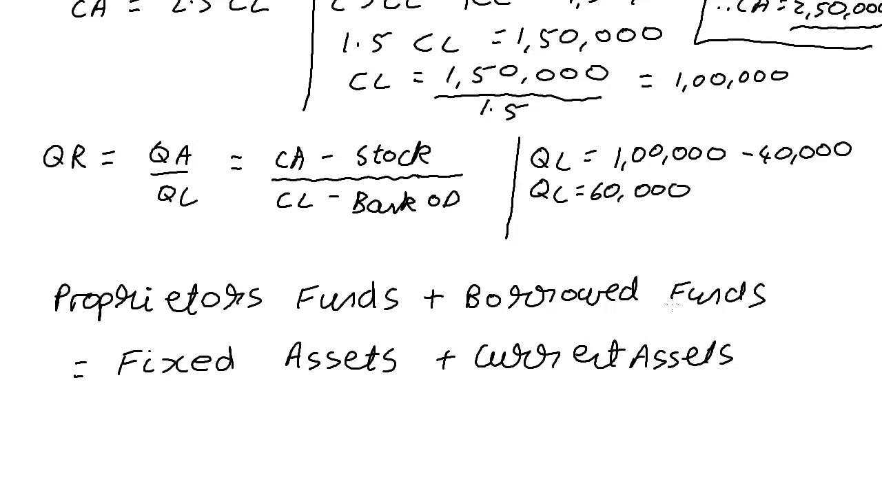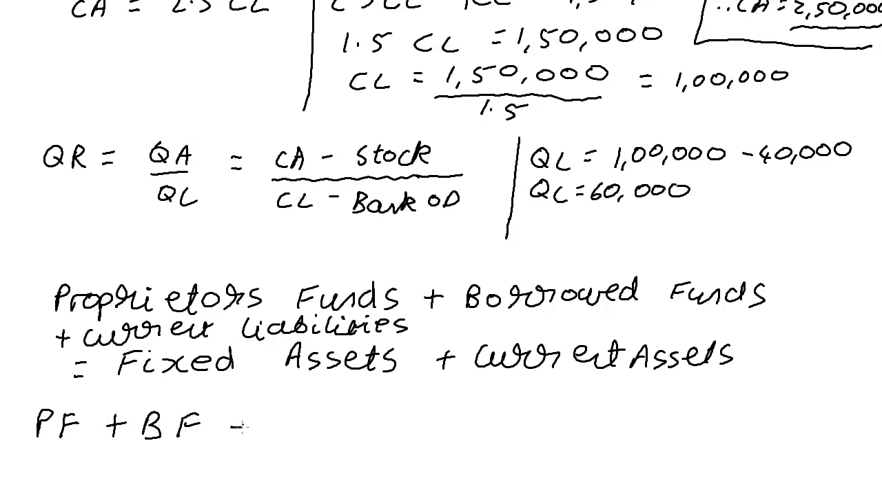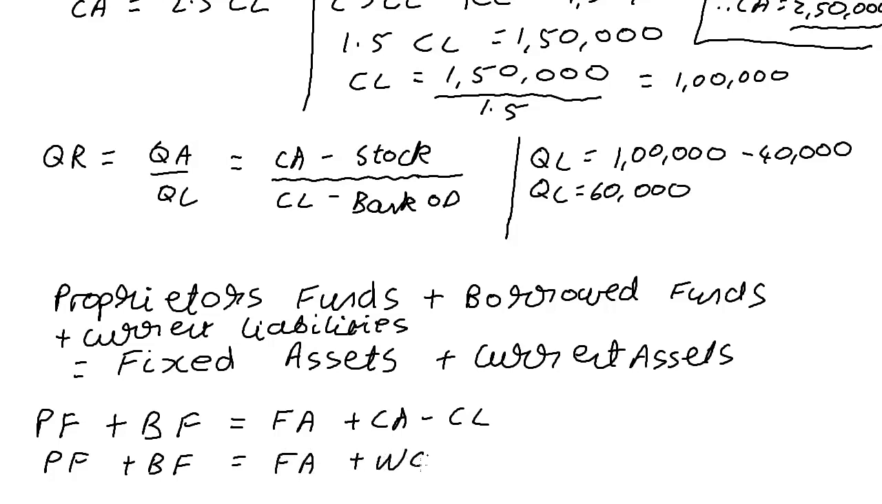At the same time, we have got current assets. We also have current liabilities, which you can put on the left hand side as plus current liabilities, or on the right hand side as minus current liabilities, and it subtracts from current assets to give you working capital. Okay, so I'm going to use short forms now. Proprietor's funds plus borrowed funds is equal to fixed assets plus current assets minus current liabilities. And proprietor's funds plus borrowed funds is equal to fixed assets plus working capital, because working capital is current assets minus current liabilities.